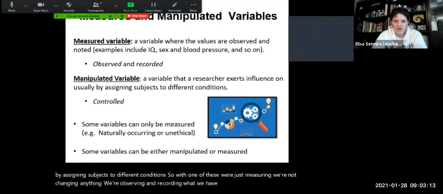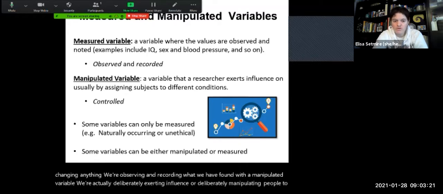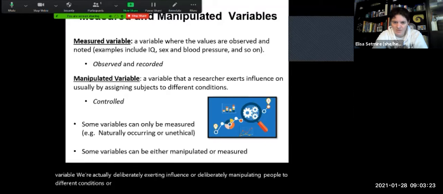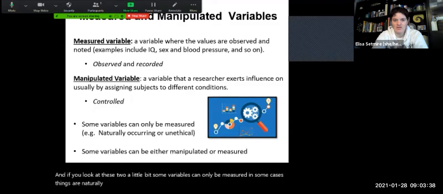With a manipulated variable, we're actually deliberately exerting influence or deliberately assigning people to different conditions or different groups so that we can see what the outcome will be. Another way of thinking about that is we're trying to control it. And if you look at these two a little bit, some variables can only be measured. In some cases, things are naturally occurring, or maybe it's unethical for us to try and control or manipulate it in some way.